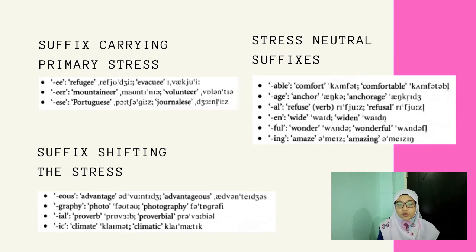Next, the stress-neutral suffix. This is when the placement of stress will have no change despite the suffix being added. For example, right here, from comfort to comfortable, refuse to refusal, there is nothing changed. Last but not least, we have the suffix shifting the stress, in words like advantage to advantageous, photo to photography, and more. That is suffix.